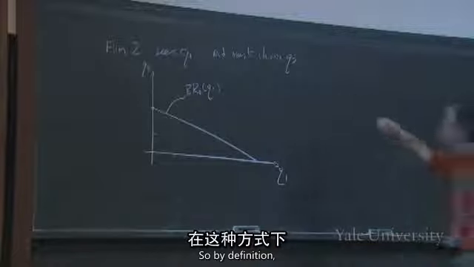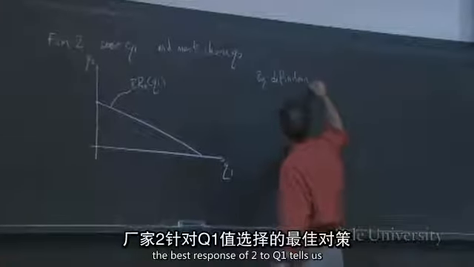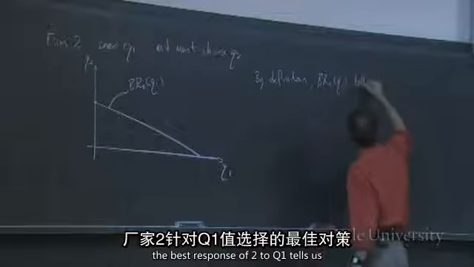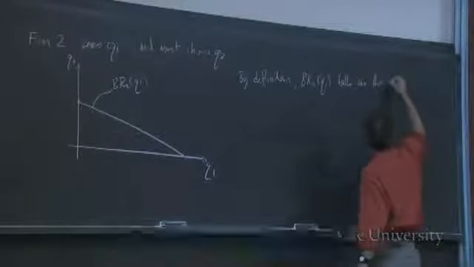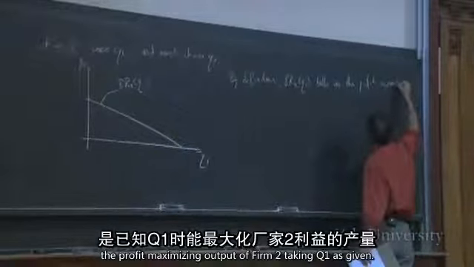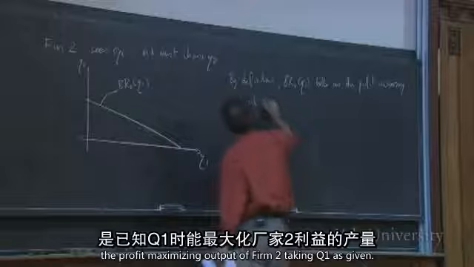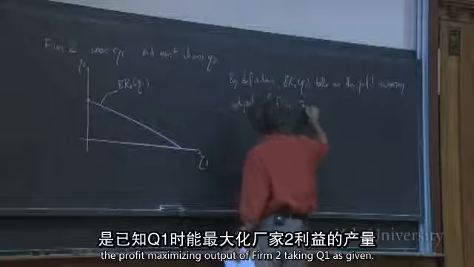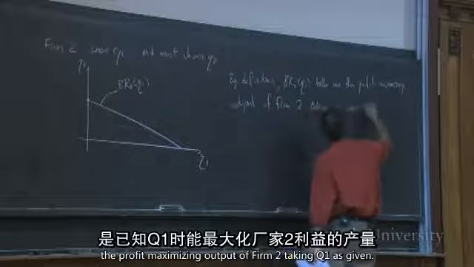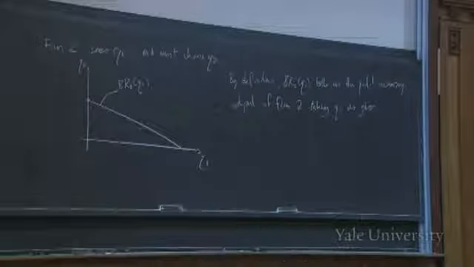So by definition, the best response of 2 to Q1 tells us the profit maximizing output of firm 2, taking Q1 as given. So we've done the second step of this already. We already know what firm 2 is going to do.